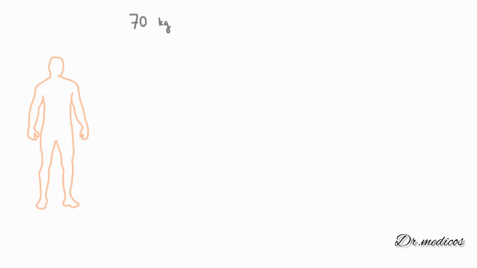So that means that if we want to know how much water would be in this body, we need to multiply by 0.6, which gives us 42 kilograms. And 1 liter of water weighs 1 kilogram. So this is equivalent to 42 liters of water. So that's how much water is in the average person.